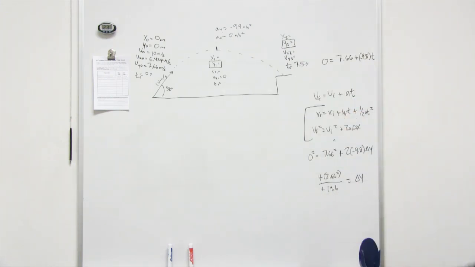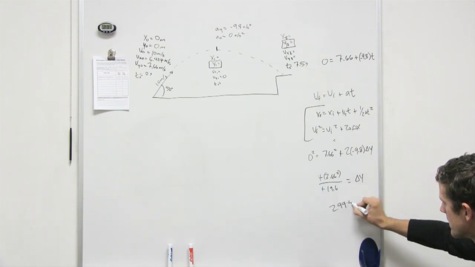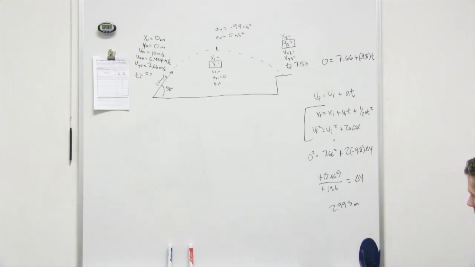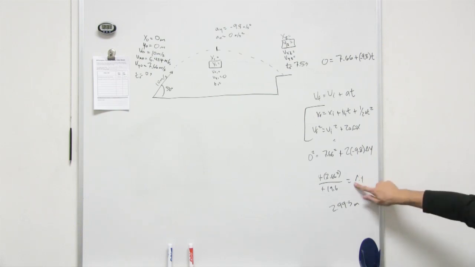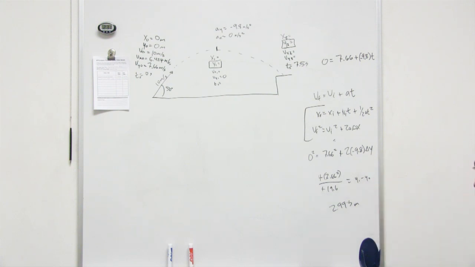So what's this answer though? 2.993. So not quite 3 meters. So that's the height? Yeah, that would be your maximum height, because this is a change in y, which would be y final minus y initial. Your y initial is 0.